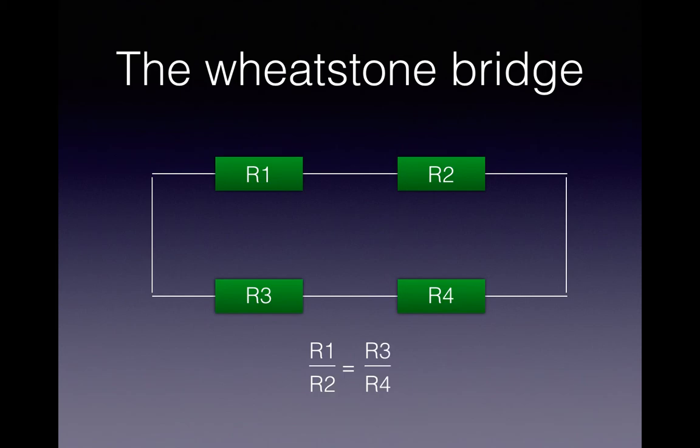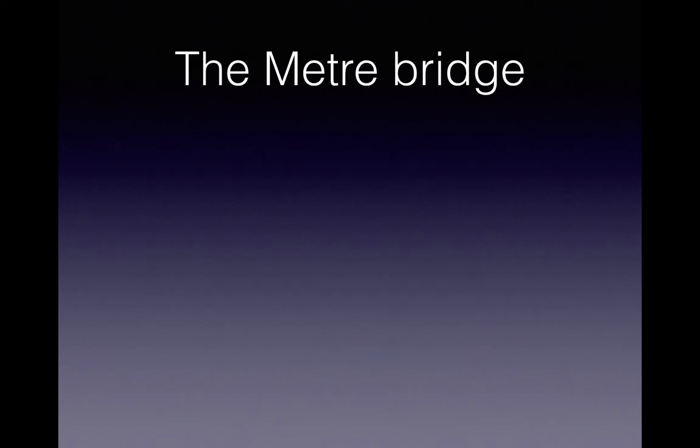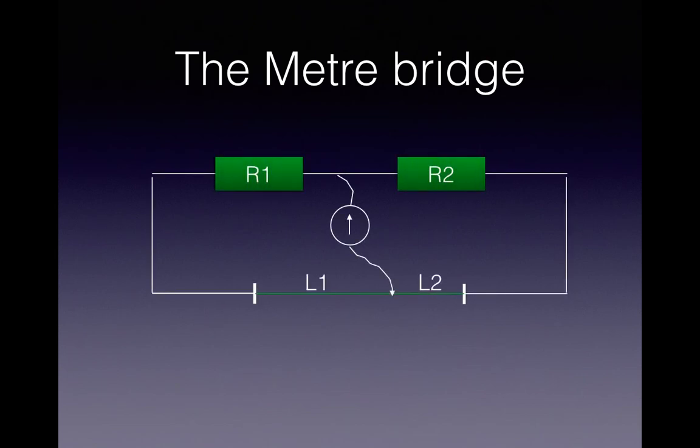What a meter bridge does is it takes out R3 and R4 and replaces them both with a meter of wire. Something like this. And there's that galvanometer in the middle section. So R3 and R4 have been replaced with a length of wire L1 and a length of wire L2 respectively.